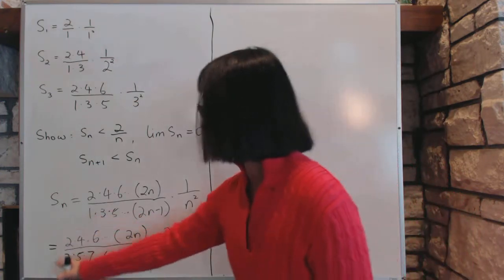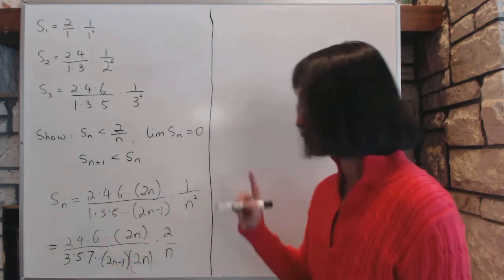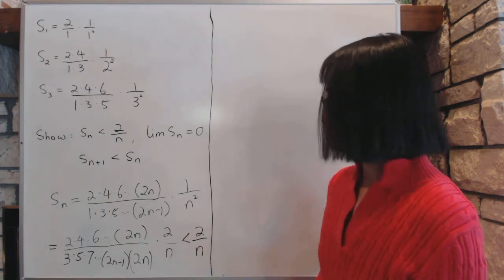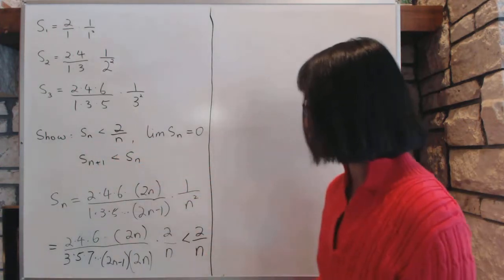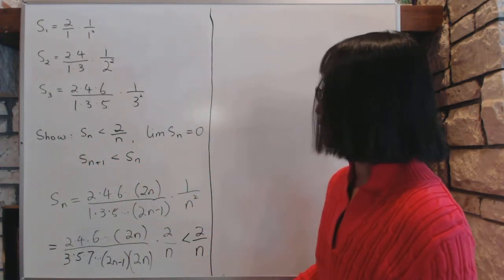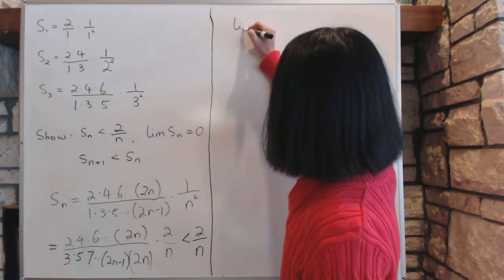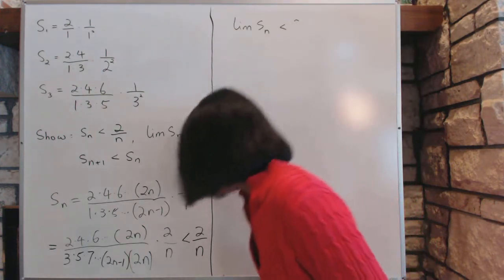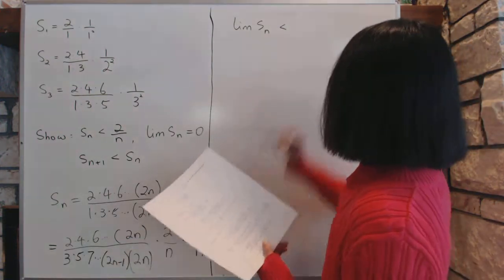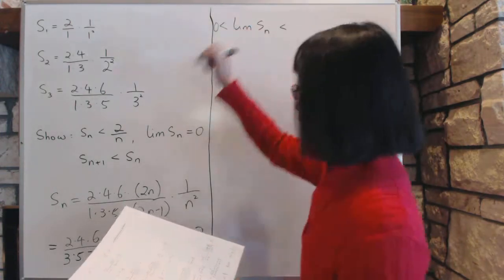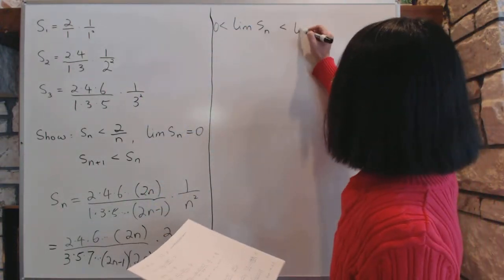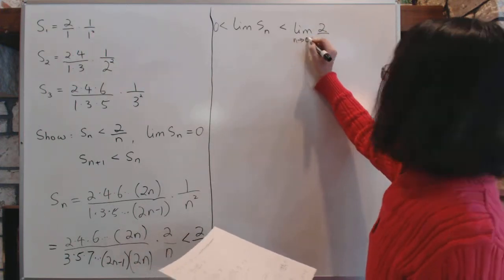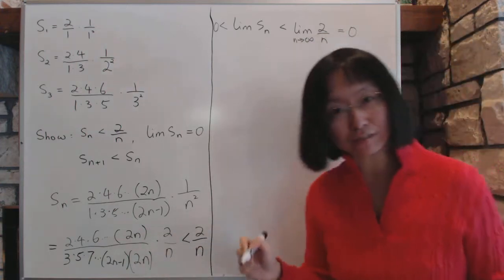So this particular fraction right here, all multiplied together, is less than 1. Which means this whole thing is less than 2/n. That concludes our first proof that Sn is going to be less than 2/n. And this also shows that therefore the limit of Sn is going to be less than the limit of 2/n, and it is bigger than 0 because the terms are all positive. That is less than the limit of 2/n as n goes to infinity, and that would of course just go to 0.